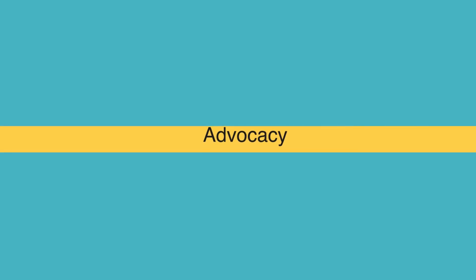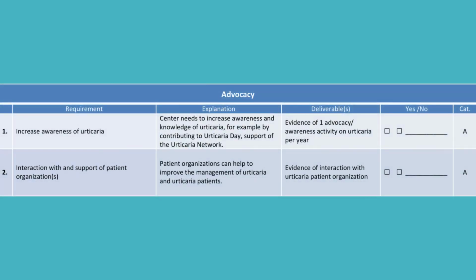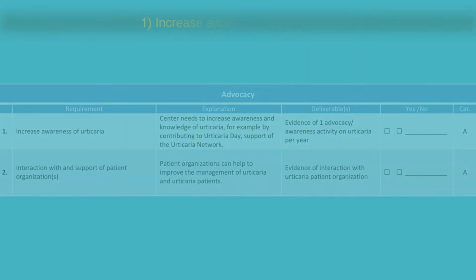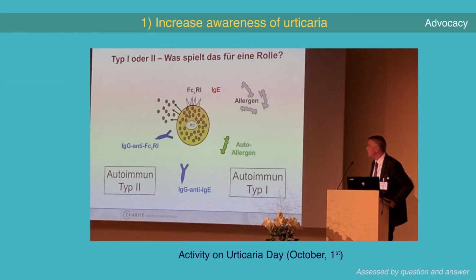Advocacy is divided into two items as shown. Number 1. Increase awareness of urticaria. Centres need to increase awareness and knowledge of urticaria, for example, by contributing to Urticaria Day, support of the Urticaria Network, at least one advocacy awareness activity on urticaria per year. Urticaria Day, October 1st, is an important and unique opportunity to raise awareness of urticaria and to be advocates for the disease.